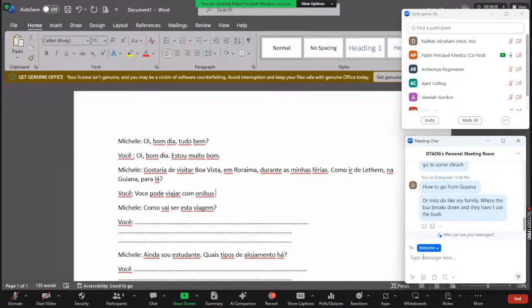Let's say para Letem. Then what? How do we put the other? Where's my phone, young lady? Give me my phone. Yes, after that, so you can travel with bus to Letem.